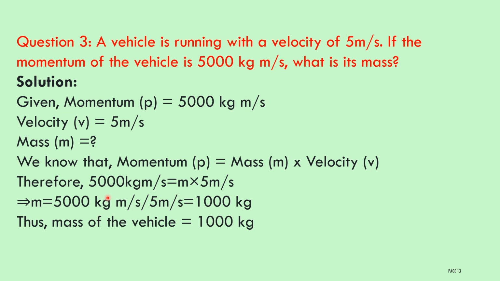Substitute the value of momentum, 5000. Then it will be equal to mass, which we don't know, times velocity, 5 meter per second. Then m is equal to 5000 kg meter per second divided by 5. 5000 divided by 5, you will get 1000 kg. Therefore, the mass of the vehicle is 1000 kg.